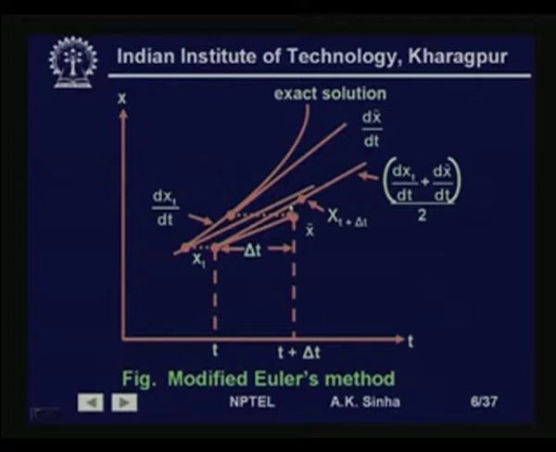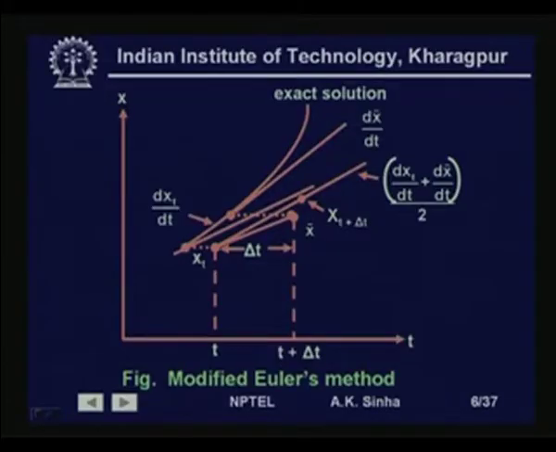which will be nearer to the actual value of the function. So, in this way, if we use the modified Euler method, then we are going to get a somewhat more accurate solution, and that is why most of the time we use this modified Euler method for integrating the swing equation, for the numerical integration of the swing equation.